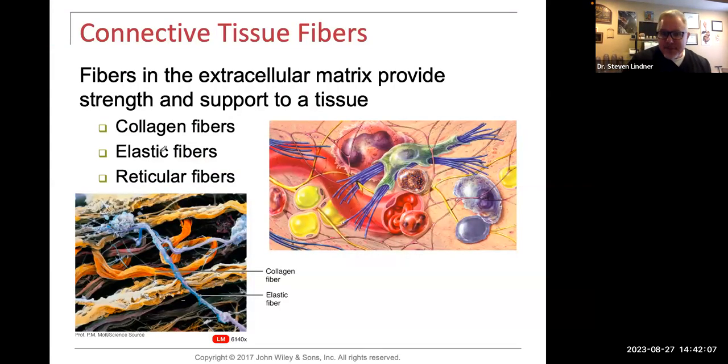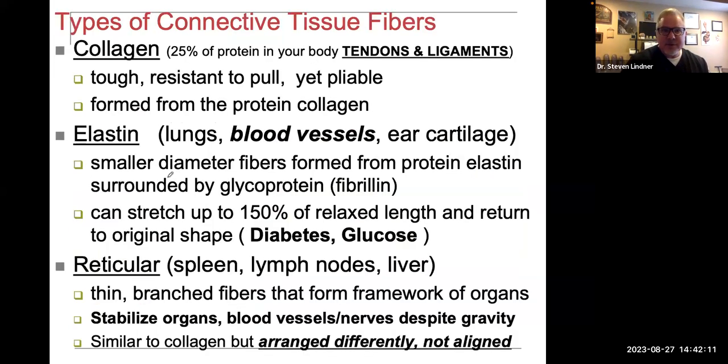We spoke about the fibers, collagen fibers, elastic fibers, and reticular fibers. Collagen fibers, this makes up like 25% of the protein in the body, tendons and ligaments. They're tough, they're resistant to pull, but yet there's a degree of pliability. And they're formed from protein that are called collagen.